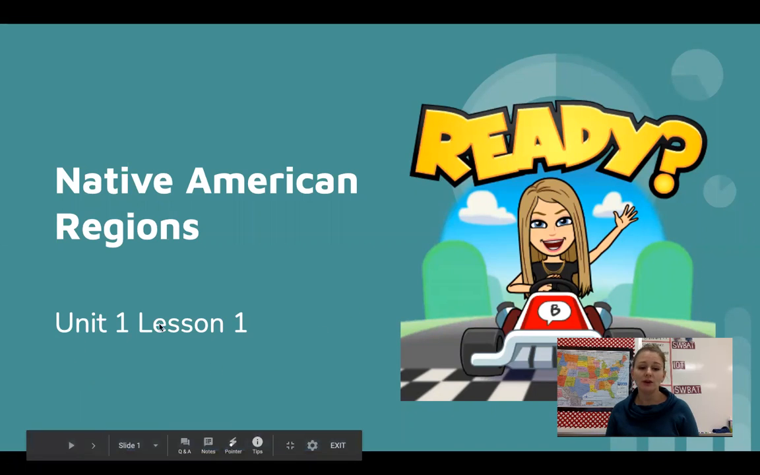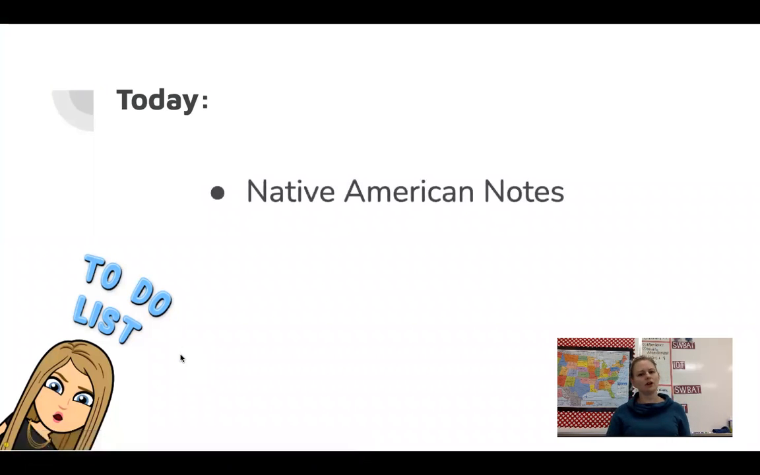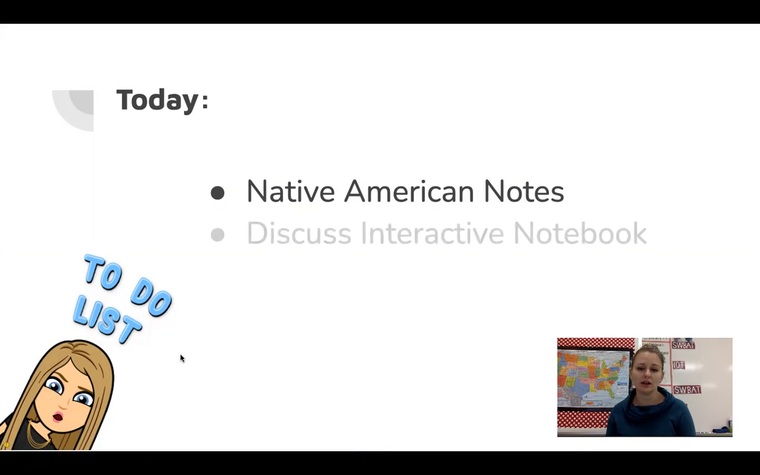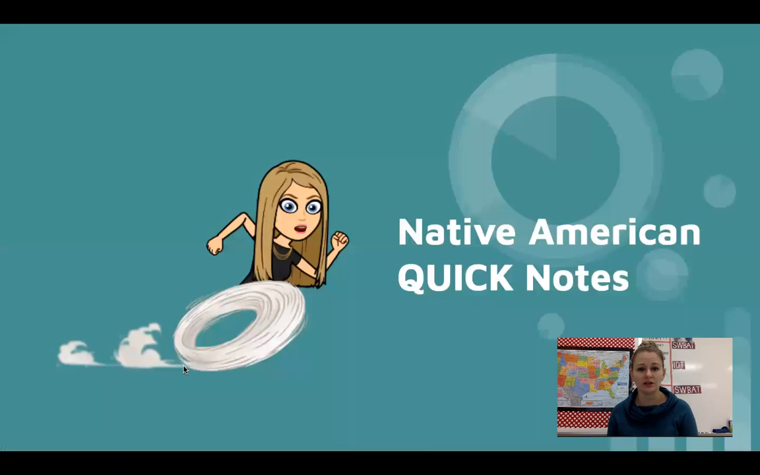So for Unit 1, Lesson 1, every single unit and lesson is going to be labeled like this to make it easy for you to find. So we're in Unit 1, Lesson 1. Our goal today is to go through a very, very quick set of little notes just for a little bit of background on Native Americans. I'm going to talk to you about your interactive notebook for this unit. And then we're going to talk about today's task and the assignment for today.